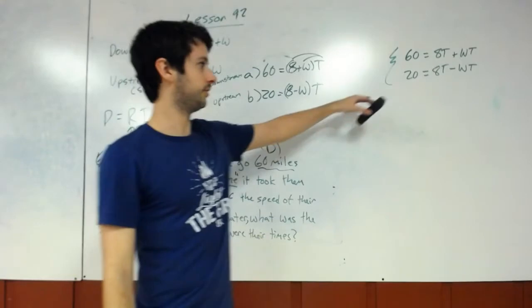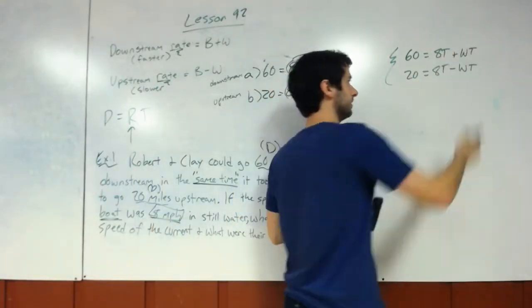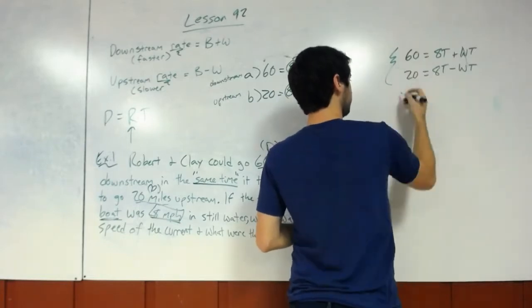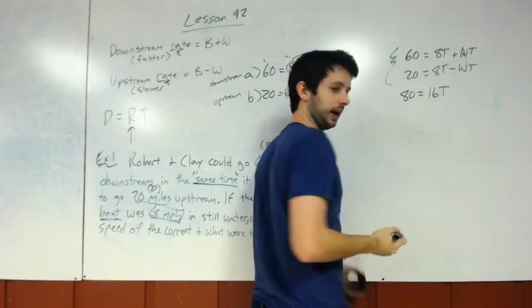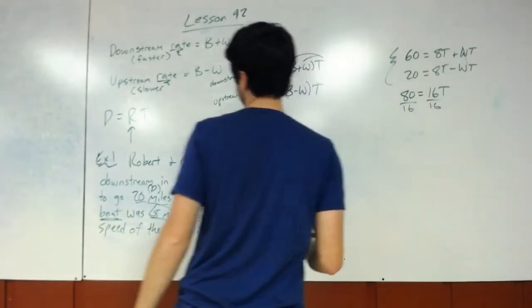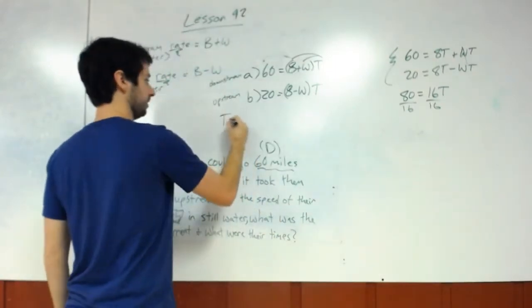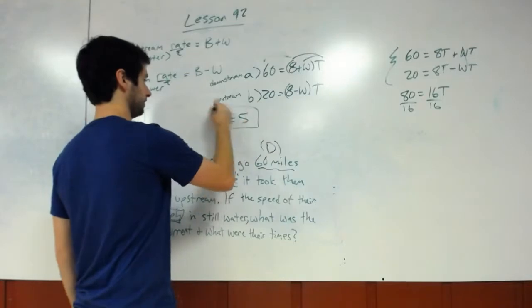Now, if you notice here, these can eliminate the WT. They're opposite, so we can cross those out and add these together. 80 equals 16T, and now we can know our time. We divide by 16, time equals 5. So there's one answer.